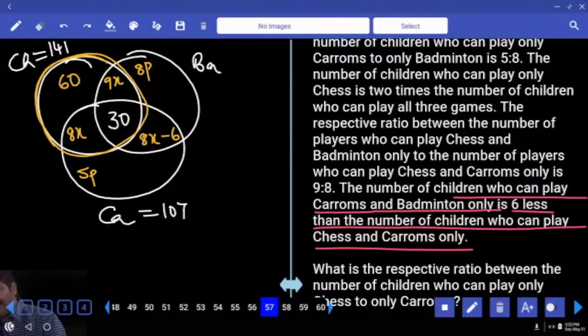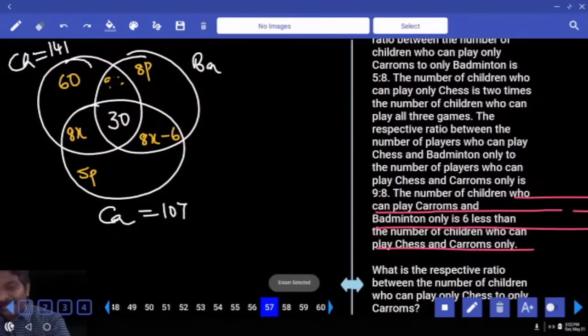Total chess, how much is that? 141. Already out of 141, 60 and 30, 90 is there. Then remaining should be 51. Remaining in the sense 9x plus 8x, 17x is equal to 51, then x is equal to 3. If x is equal to 3, let me replace it. 9 threes, 8 threes, 24 minus 6. 27, 24, 18. Got it?